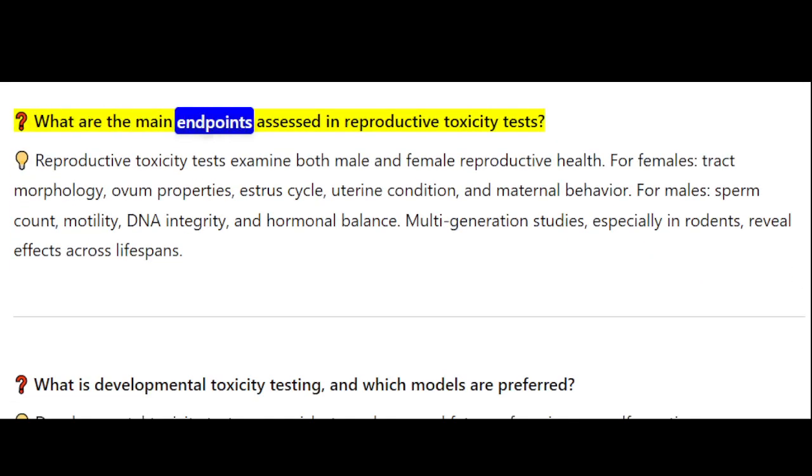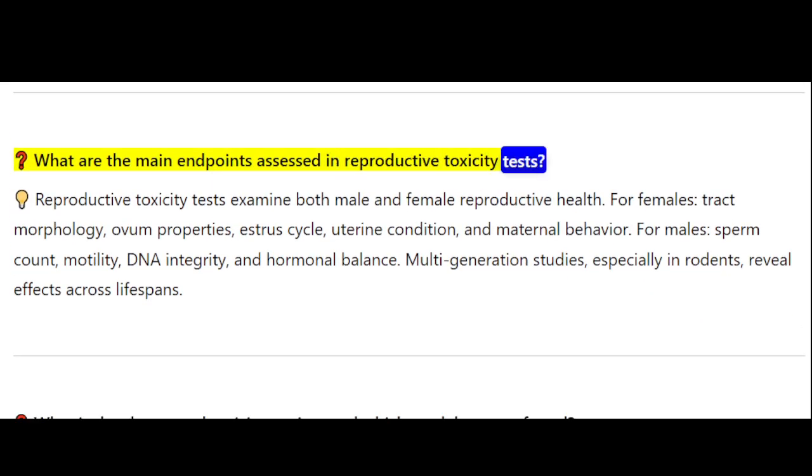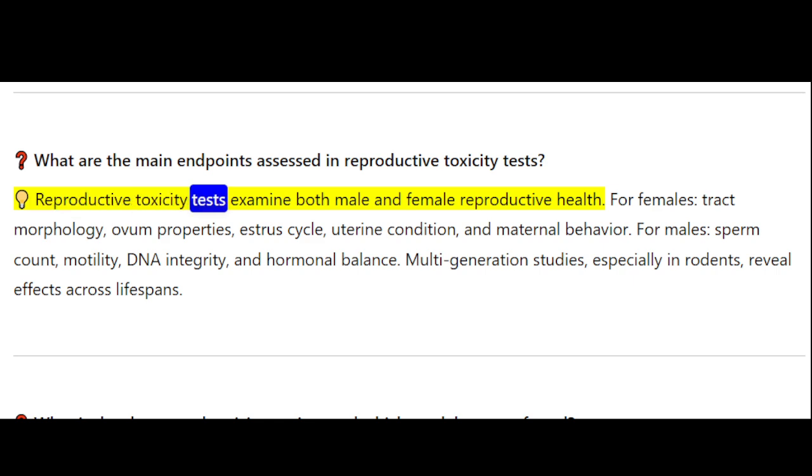What are the main endpoints assessed in reproductive toxicity tests? Reproductive toxicity tests examine both male and female reproductive health.